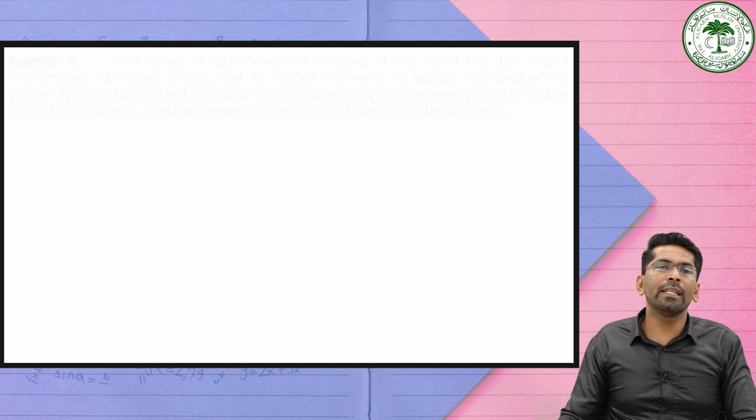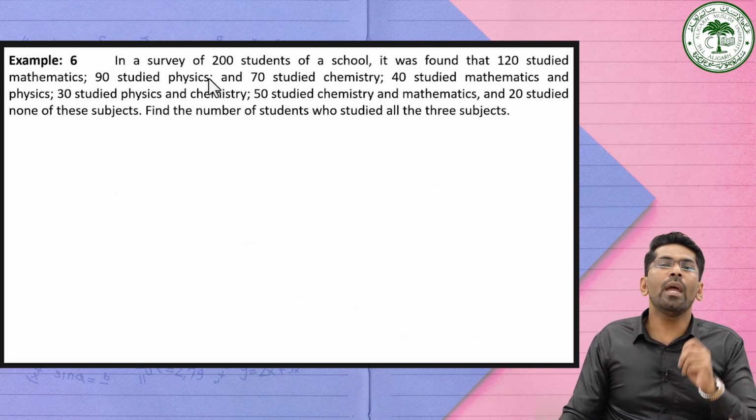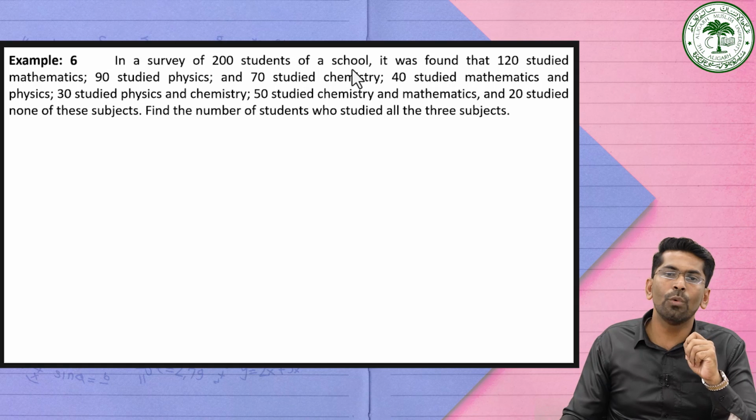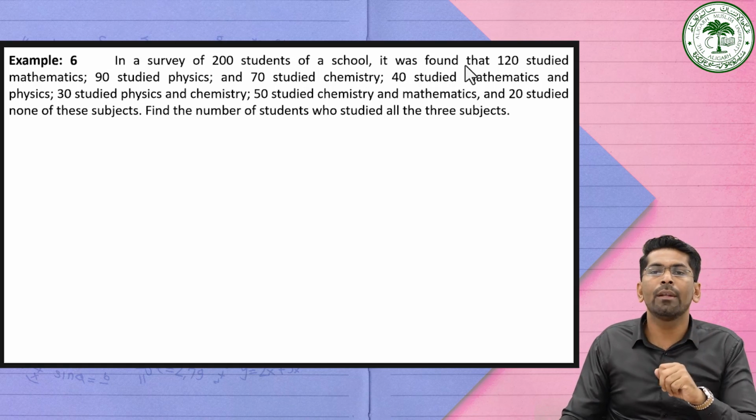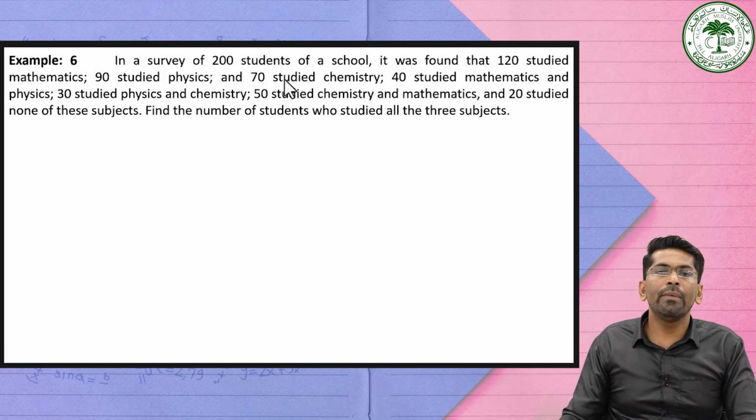Now we have another example. In a survey of 200 students of a school, it was found that 120 students studied mathematics, 90 studied physics, 70 studied chemistry, 40 studied mathematics and physics, 30 studied physics and chemistry, 50 studied chemistry and mathematics, and 20 studied none of these subjects. We want to find the number of students who studied all three subjects.